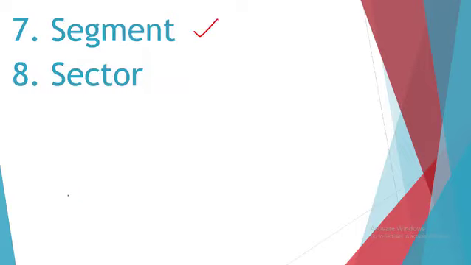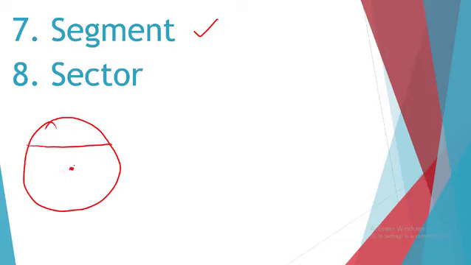Segment. This is an area bounded by a chord and an arc. We have a circle, and we have this to be the center, and then we have a chord dividing the circle into 2 different sizes. They are not equal. It is bounded by a chord and then an arc. This is the arc, and this is the major arc, and this here is the chord.